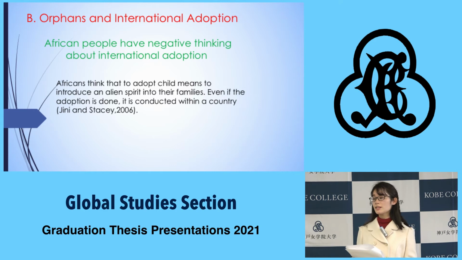Why do Africans hardly form international adoption? Because Africans think that to adopt children means to introduce an alien spirit into their families. Even if the adoption is done, it is conducted within a country.